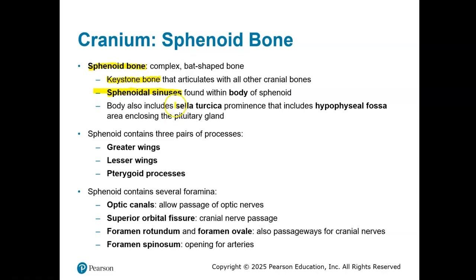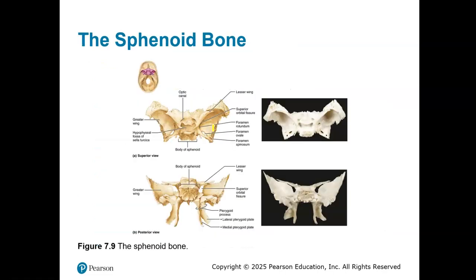But another structure that I want you to know is the sella turcica within the sphenoid bone that houses the pituitary gland. And the pituitary gland works together with the hypothalamus to produce hormones. So the sphenoid bone is the keystone bone that articulates with all the other cranial bones. The sphenoidal sinuses are a portion of the paranasal sinuses found within the sphenoid bone, and the sella turcica houses the pituitary gland.